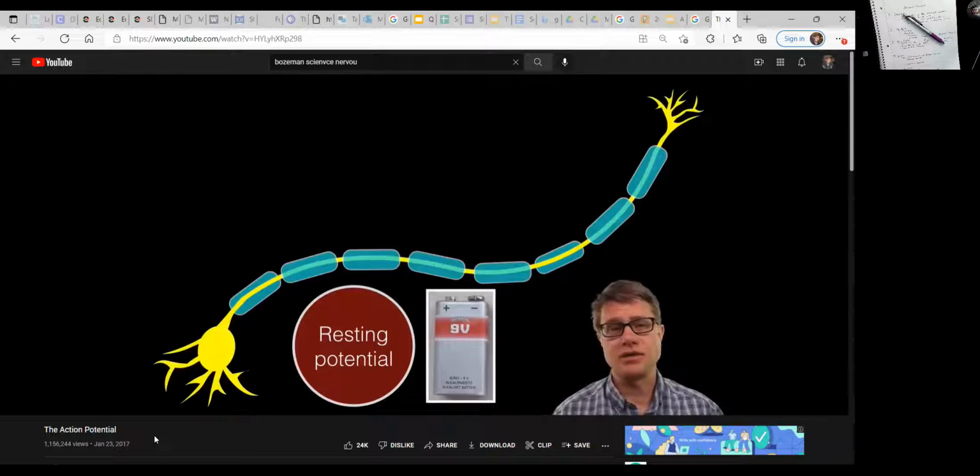And so what is potential? Potential in physics is simply a separation of charge. And so if we think of a battery, a 9-volt battery having potential, that means that there's a separation of the charge within the battery itself. And it also means that we have potential to do work.